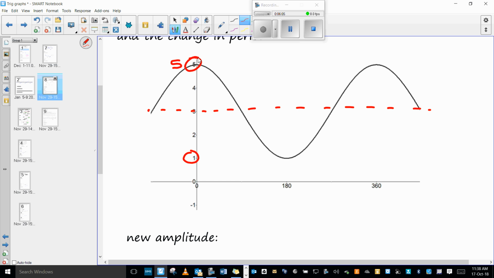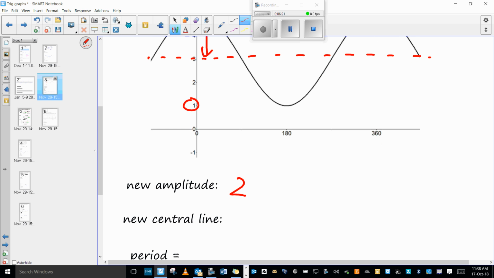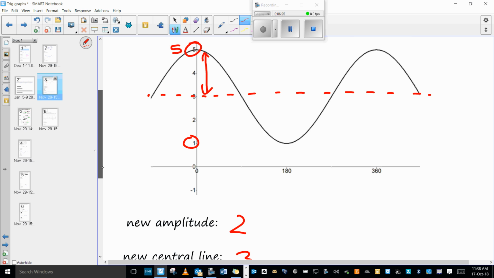Having identified our central line, that often helps to find our features as well. So, what would our amplitude be? 2. Nice. We know our new central line is at positive 3. Let's have a look at our periods.